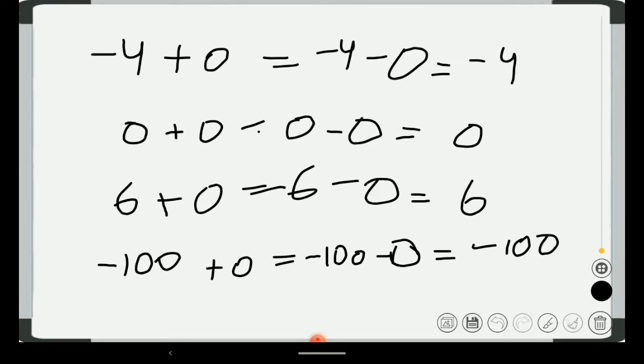So this proves that 0 is the additive identity for all integers. Additive identity means that when you add or subtract it with a particular number, say n, then the resulting integer will also be the same number. In this case, the additive identity is 0.